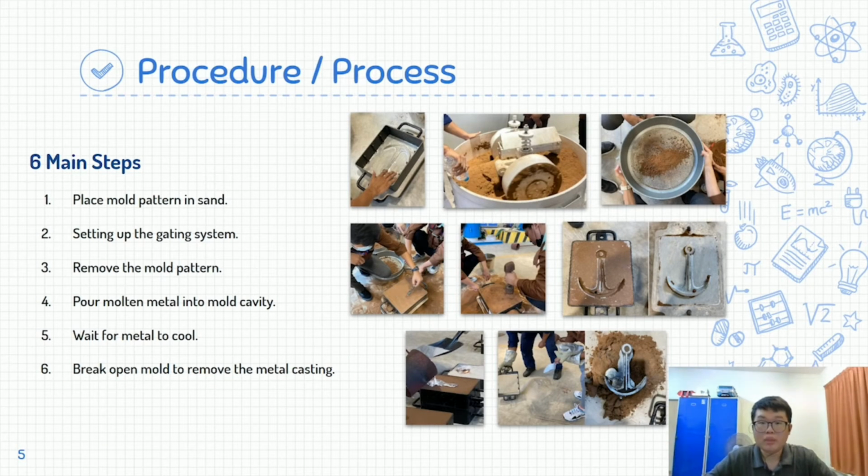After the molten aluminum is hardened, the cope flask is removed. We will drag the casting out from the flask. The casting will be cleaned and the sprue and runner will be cut off. That's all from me. Thank you.